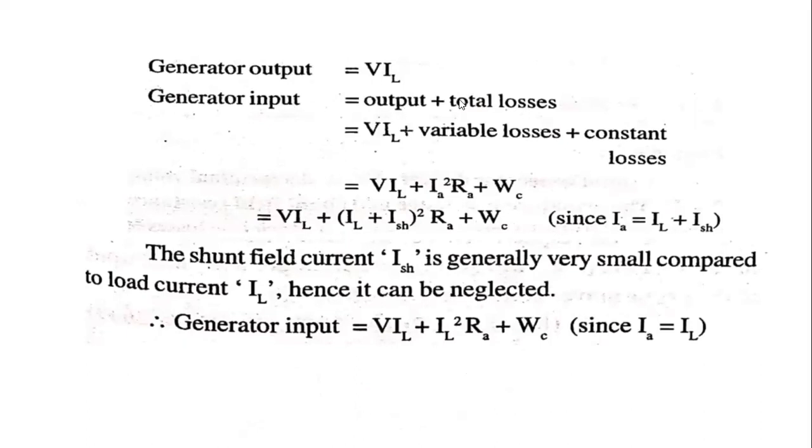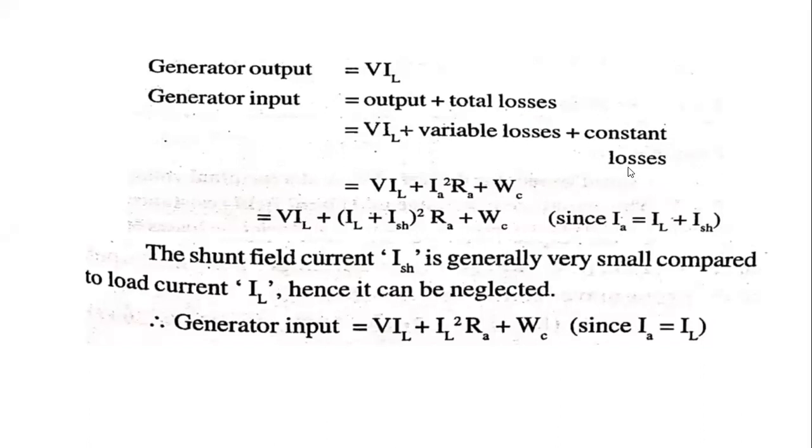Generator input is equal to output plus total losses. What is the output? The output is V into IL. Substituting this, input is V into IL plus total losses. What is the formula for the total losses? Total losses are variable losses plus constant losses.